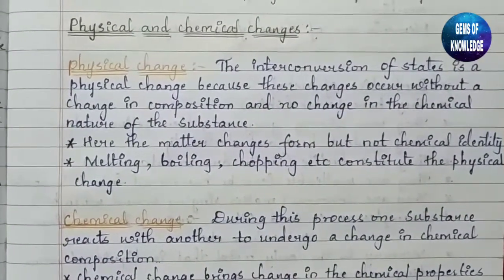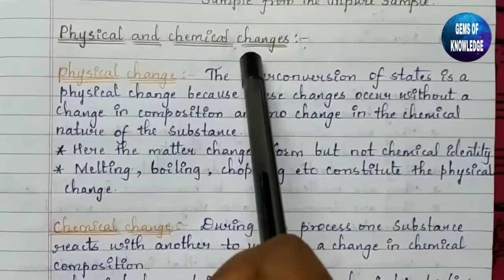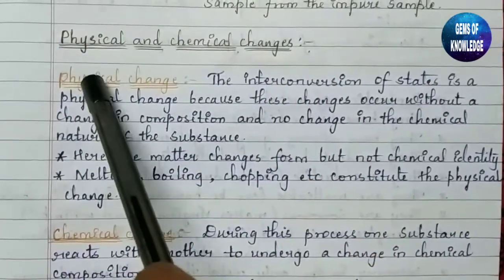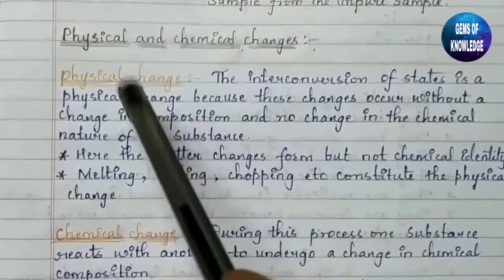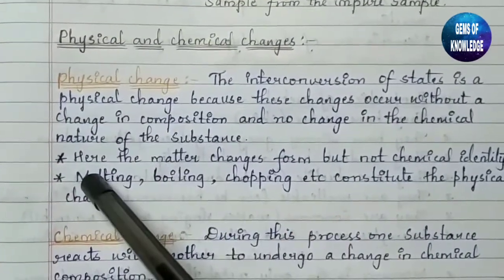So I am here with another video on the topic physical and chemical changes from the chapter Is Matter Around Us Pure? In today's video we are going to study the physical and chemical changes which take place. How can we identify whether it is a chemical change or a physical change?